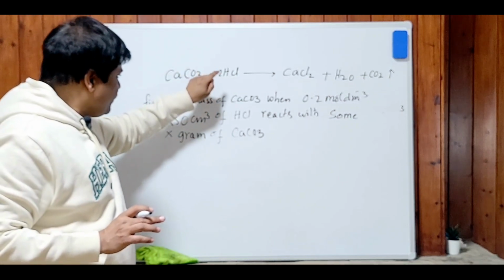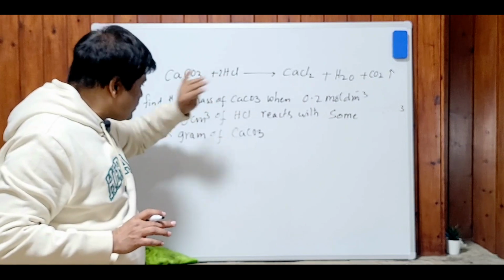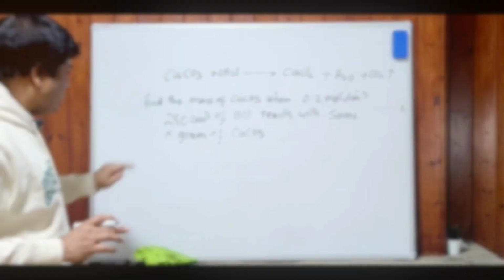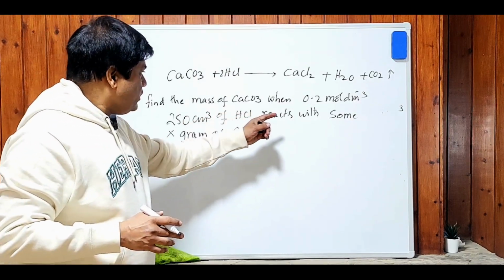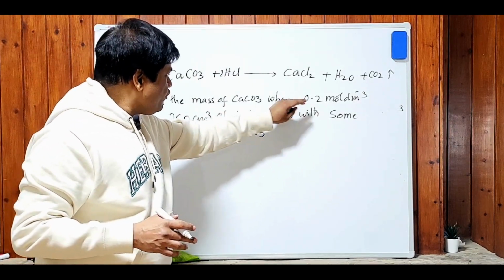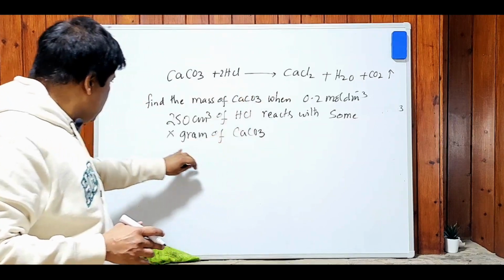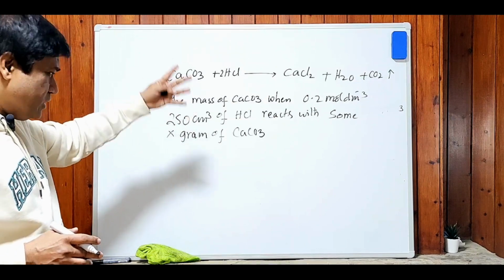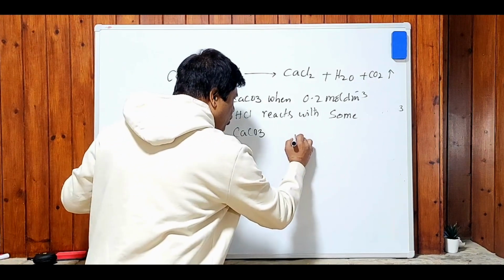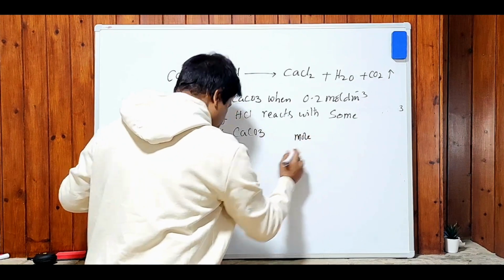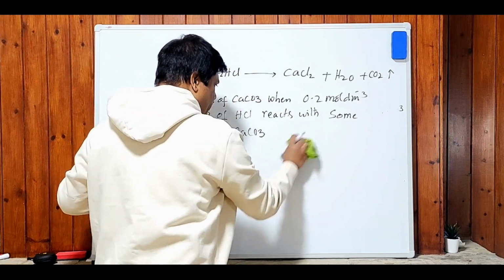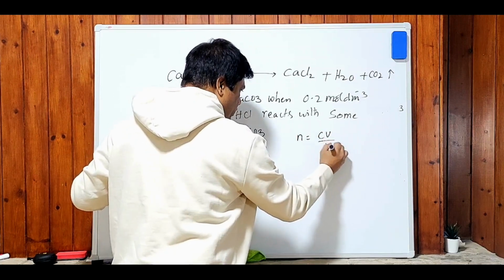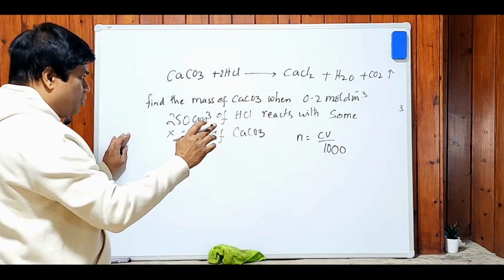So first, figure out the actual mole of HCl using this information. The concentration of hydrochloric acid is given and the volume of hydrochloric acid is given. Can we work out the mole of HCl? Yes, why not? So use n for mole. I showed you just now: n equals C times V over 1000.